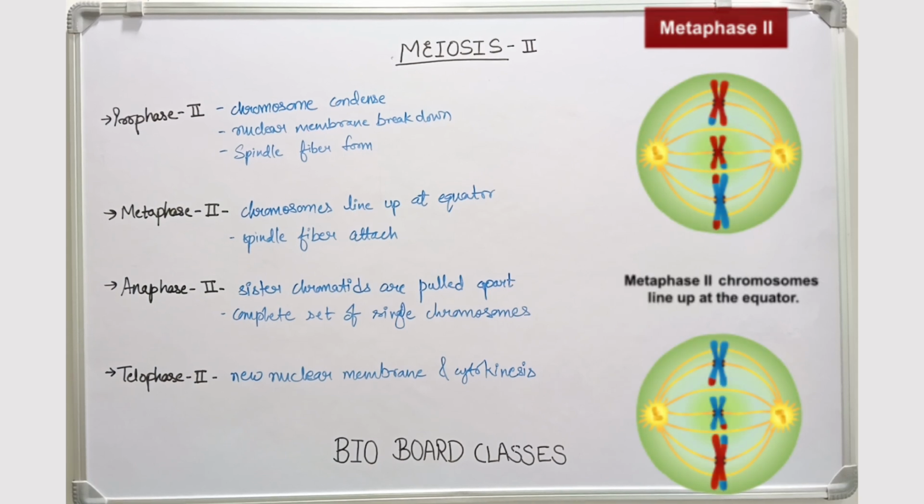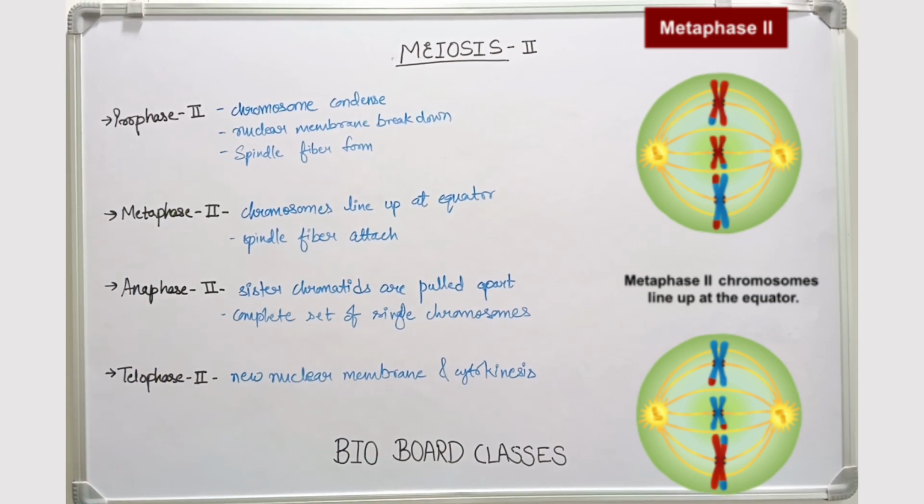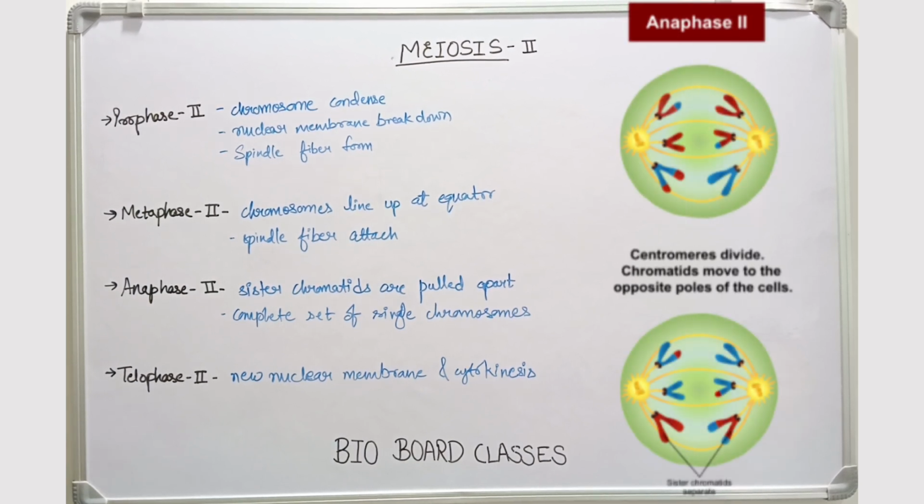Next is metaphase 2. Now, in each of the two haploid cells, the chromosomes, still with their two sister chromatids, line up at the center of the cell along the metaphase plate. This is very similar to what we saw in mitosis. The spindle fibers from the opposite poles attach to the centromeres of each chromosome, getting ready to pull the sister chromatids apart.